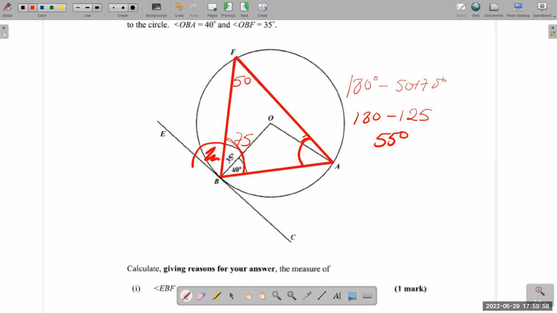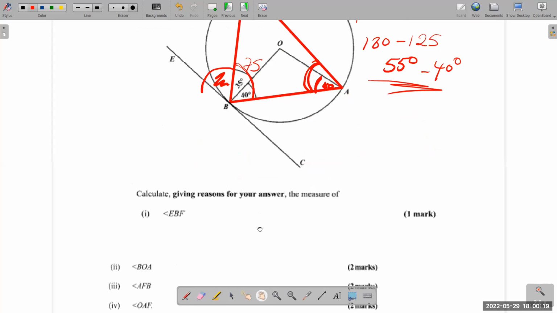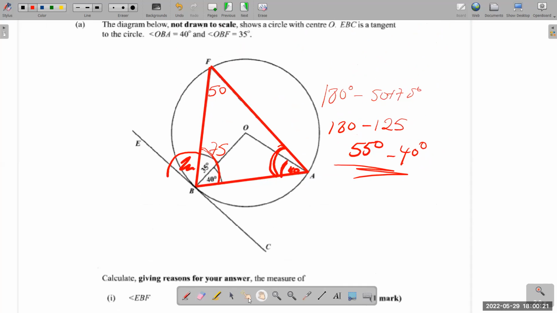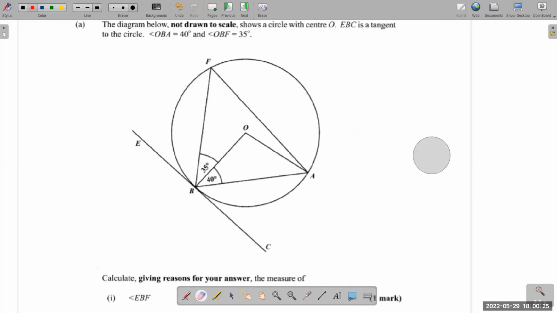Now, if this whole entire angle is 55 and we know that the smaller angle is 40, we just say 55 minus 40. Everybody see that? So this is a perfect question because this is where we get the indirect question. To find 15, we had to find the bigger one first. So excellent observation. So let me look at the question now. Let me erase all of this so we don't get confused. Let's run through what we have.